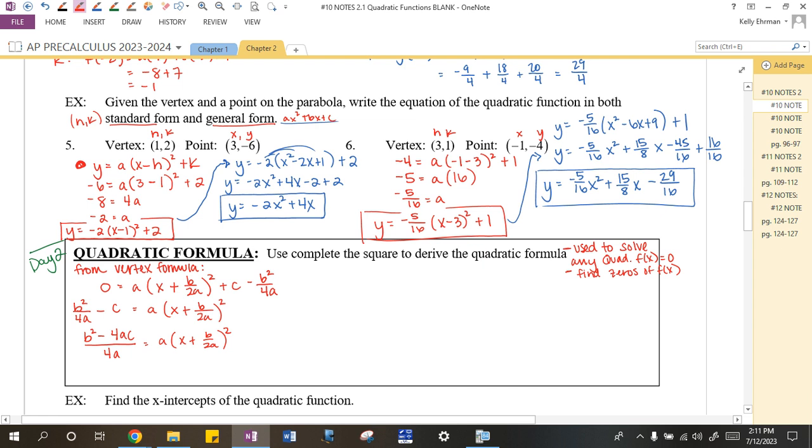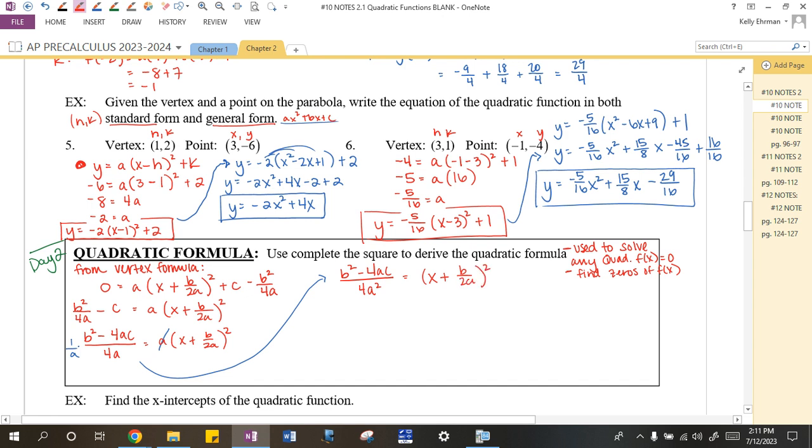What's the next step to isolating x? Divide by a. If you divide by a, it's like saying times 1 over a. So I want to bring this up here. So now we have b squared minus 4ac, 1 over a times b squared minus 4ac over 4a puts a 4a squared in our denominator. And now it's equal to x plus b over 2a, the quantity squared.